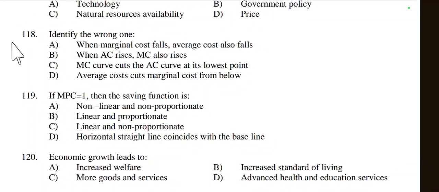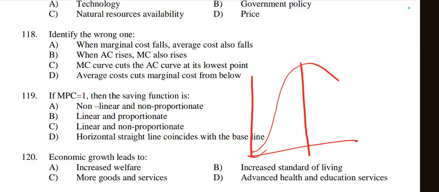Then question number 118, identify the wrong one. When marginal cost falls, average cost also falls. Yes, when MC falls, AC falls. Then when AC rises, MC also rises. So when marginal cost falls, average cost also falls here. Then when average cost rises, MC also rises. Then the MC curve cuts the AC curve at its lowest point.